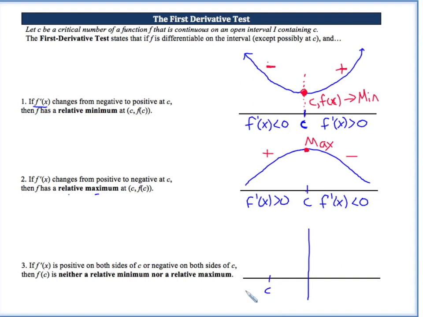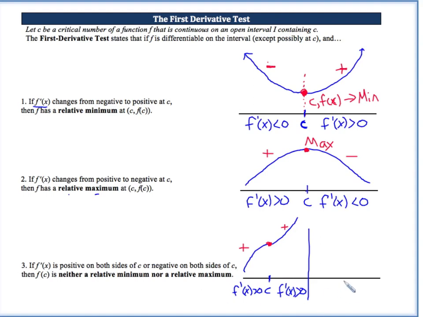So here's a c, and let's just say f prime of x is positive, and on this side of c, f prime of x is also positive. So let's think about what that means. It means we have an increasing function, and then at c it's going to equal 0, and then it has to be increasing again. So here we had a positive, here's our critical number, f of c, but then it's positive again. So notice this is not a maximum or a minimum.